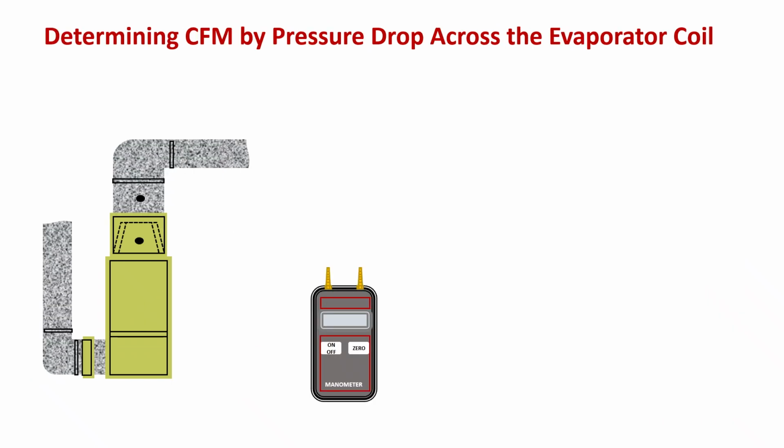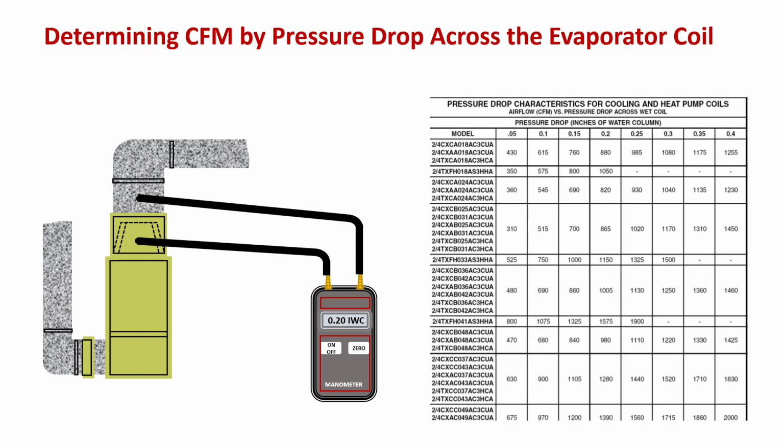Another method to determine the CFM is to read the pressure drop across the evaporator coil. In this example, we are reading a pressure drop of 0.2 inches of water column on our manometer. Using the chart provided by the manufacturer, we locate the coil and find the pressure reading on the manometer. Looking across from the coil, we locate the CFM. Note, this procedure should only be done with a wet, clean coil.